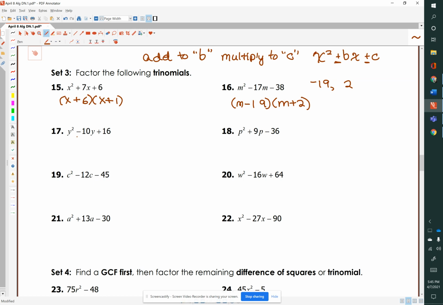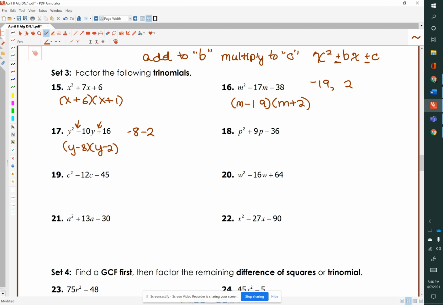Number 17, y squared minus 10y plus 16. So I'm going to need two negative numbers to give me this positive here and this negative here. And they have to add to 10 and multiply to 16. And 8 times 2 is 16, and it also adds to 10. So if I have a negative 8 and a negative 2, they will add to negative 10 and they will multiply to a positive 16. So that will be y minus 8 and y minus 2.